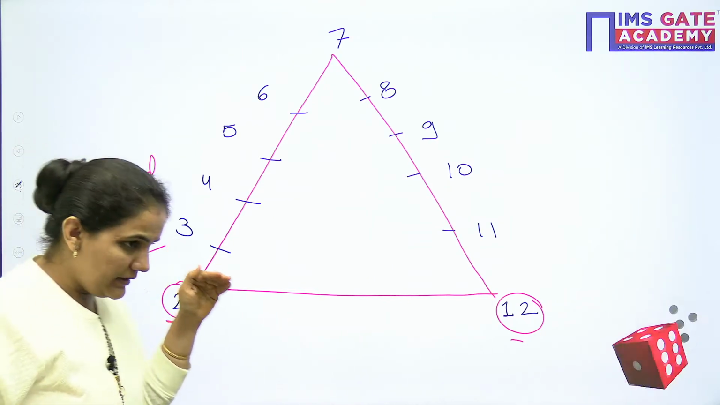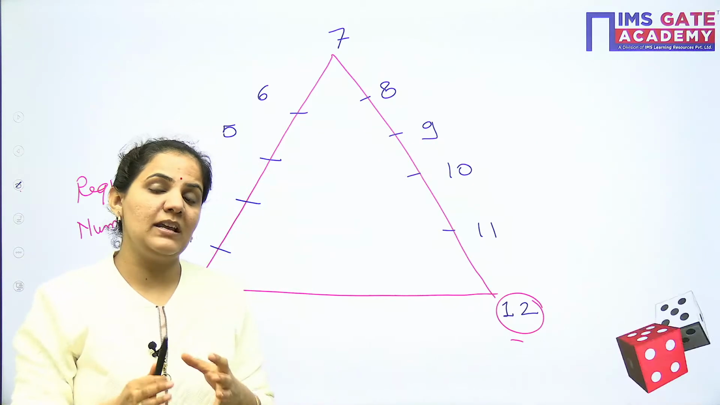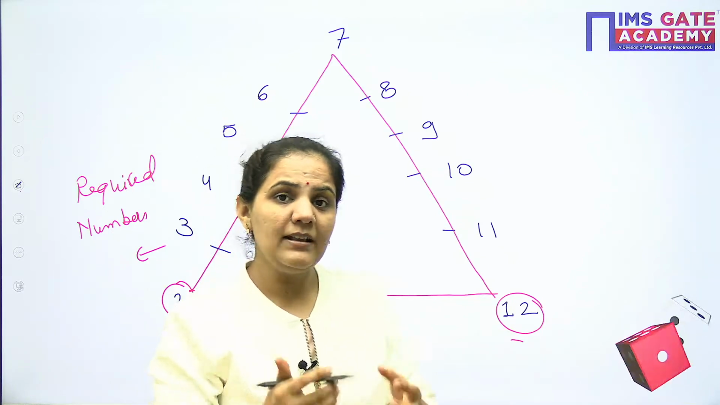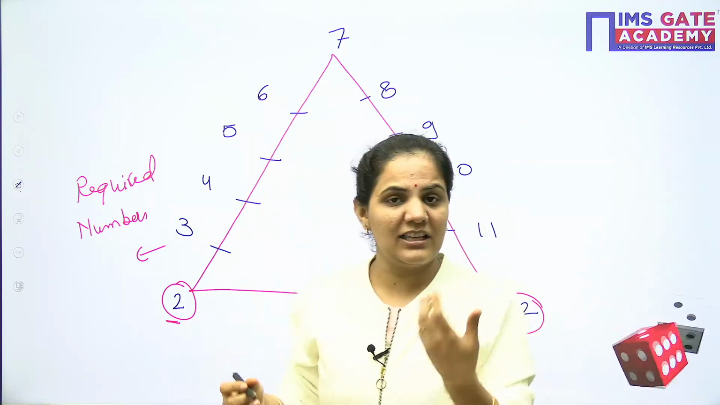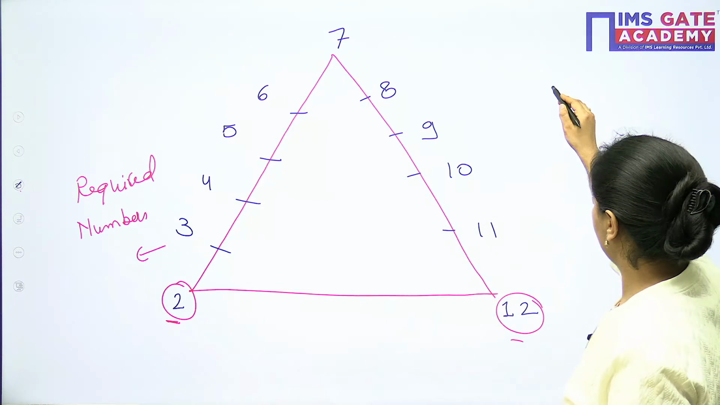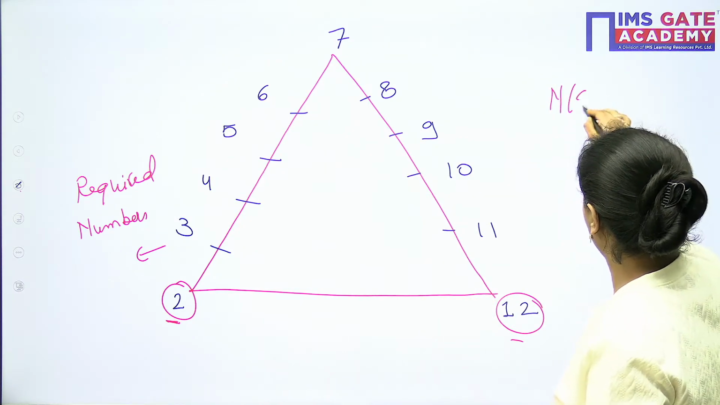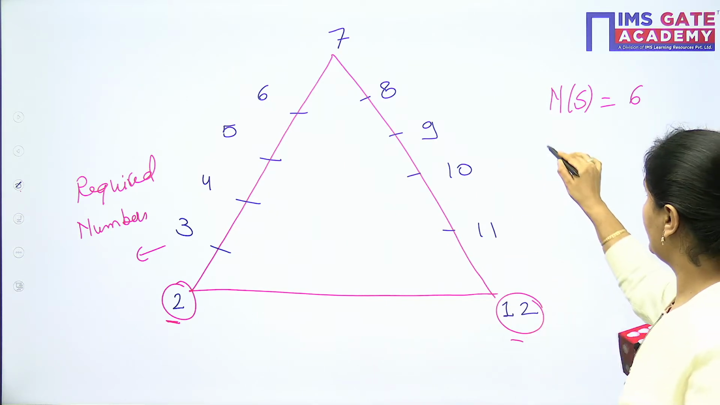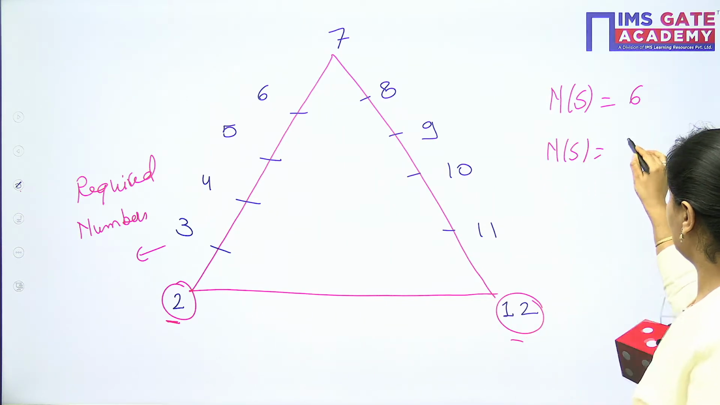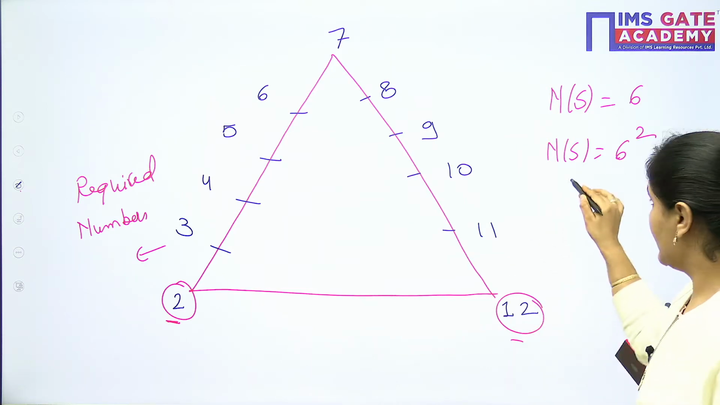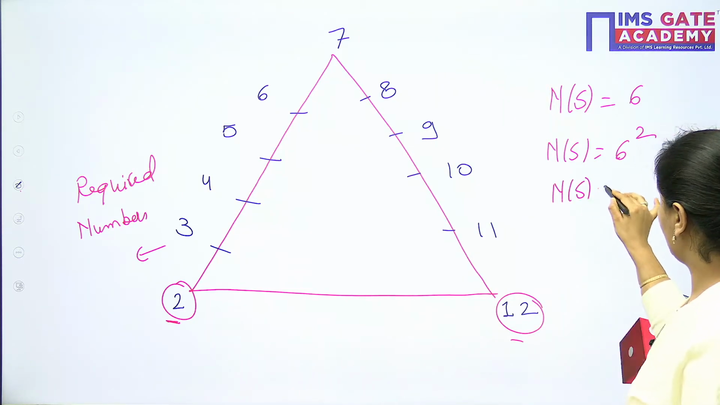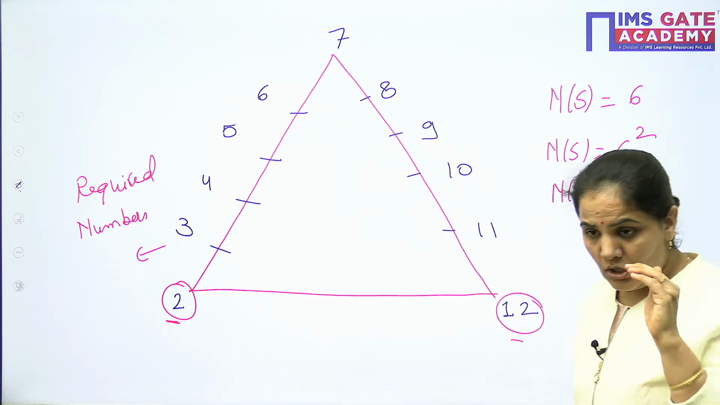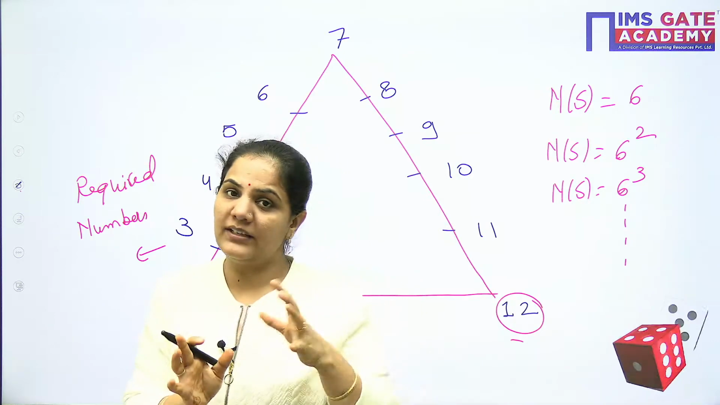In a question of probability, the very important thing is how to find the favorable outcomes, because we know very well the total number of outcomes for dice depends on the number of dice. If I throw one dice, then the total number of outcomes is 6 only. If I throw 2 dice, then the total number of outcomes is 6 square. If I go for 3 dice, then the total number of outcomes will be 6 power 3, and so on. So finding the total number of outcomes is not an important task.